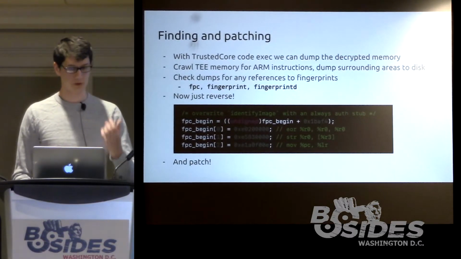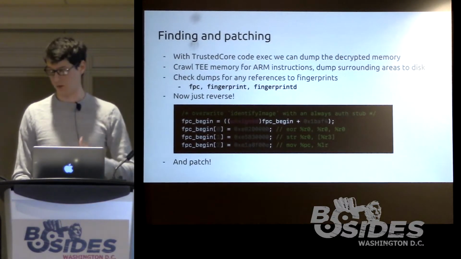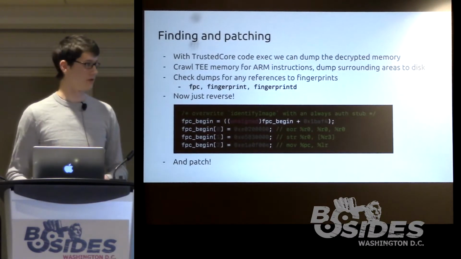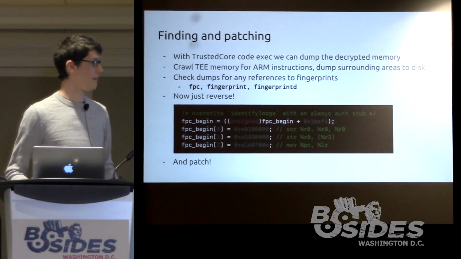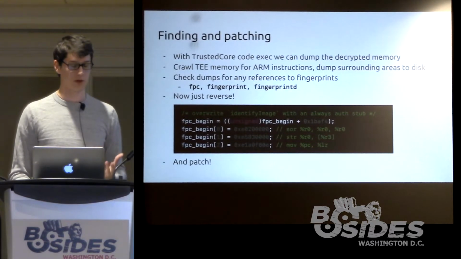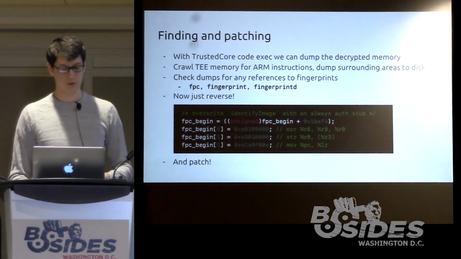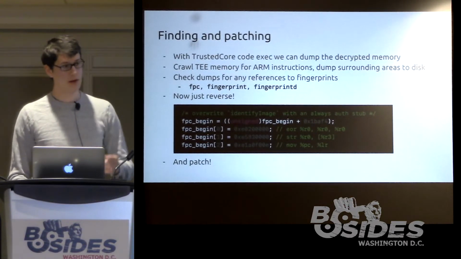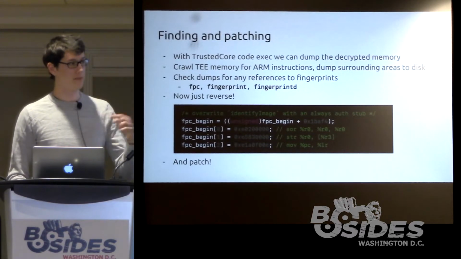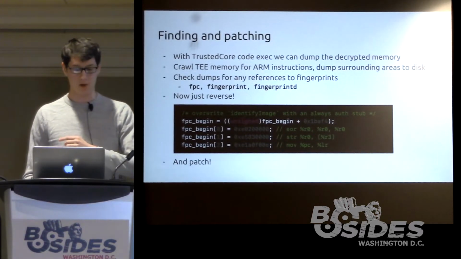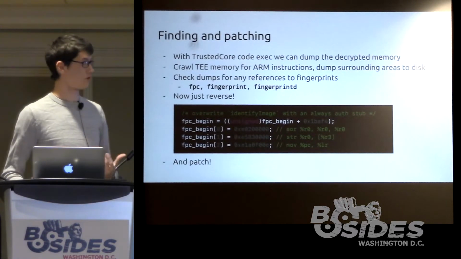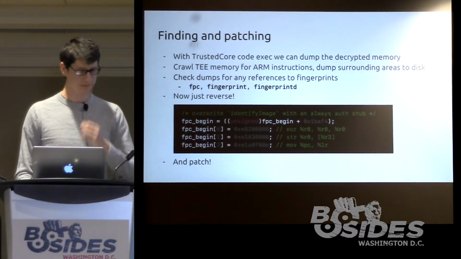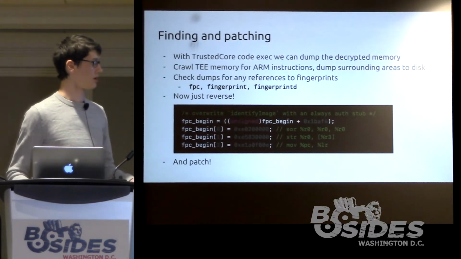So once our fingerprint logic is working, and we can check this physically by just making sure that we can authenticate with a fingerprint, we know that code must be decrypted somewhere in memory, and with a trusted core, we have access to all the physical memory on the device. So we can crawl all of our physical memory looking for ARM instructions, and whenever we find ARM instructions, we can dump the memory around it and look for references to literal strings like fingerprint and fingerprintd. This is a pretty naive approach, but it happened to work.